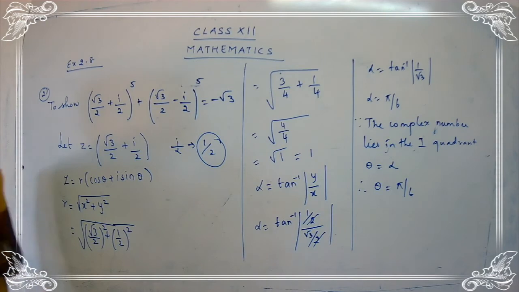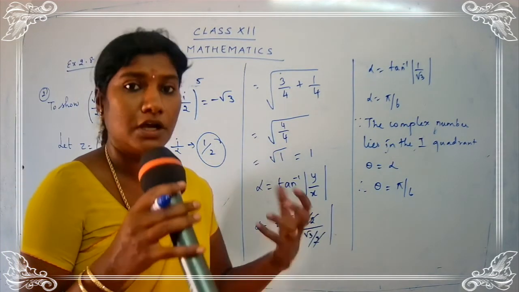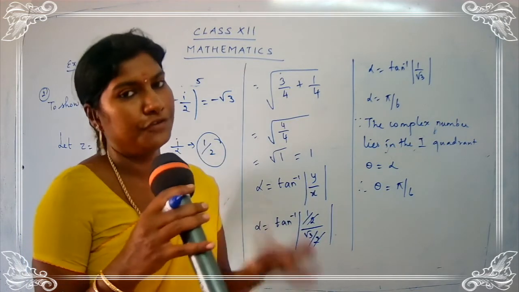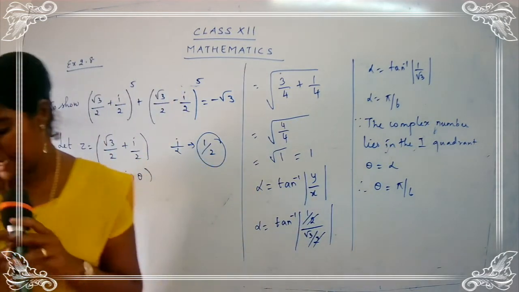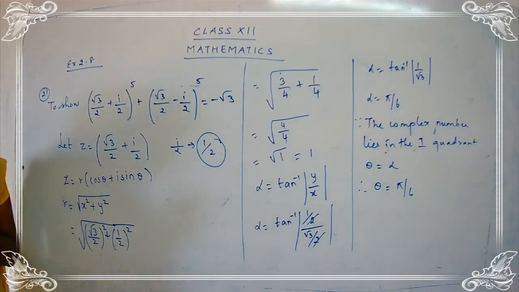Just do not blindly write down all the values for theta as alpha. It differs according to the quadrant. If you have the second quadrant, the value for theta differs. If you have the third quadrant, it differs. For the second quadrant, the value for theta is pi minus alpha. For the third quadrant, it is alpha minus pi, and for the fourth quadrant, it is minus alpha. So accordingly, we have to get the value for theta. So I have found the value for theta.